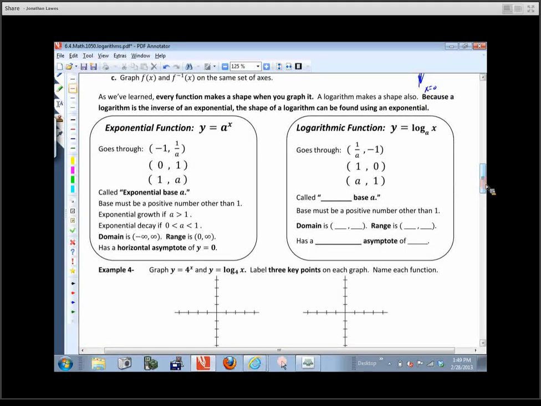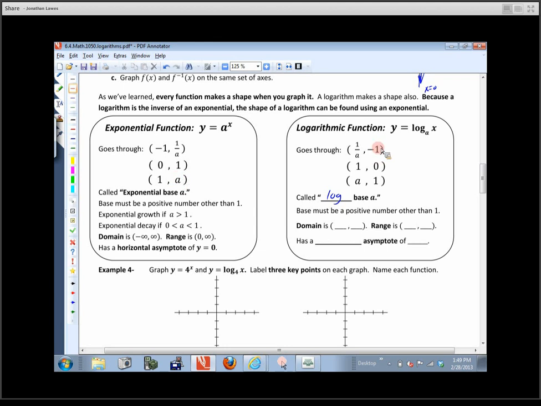Every function makes a shape. Exponentials make a shape. We dealt with those yesterday, and we're pretty familiar with those. Logarithms make a shape also. If we think about a general exponential, exponential base a, all the stuff we went over yesterday, all we have to do is tweak this just a little bit, and we've got a parent graph for any general logarithmic function. This is called log base a. You'll notice that it goes through the same points, we just switched their order.